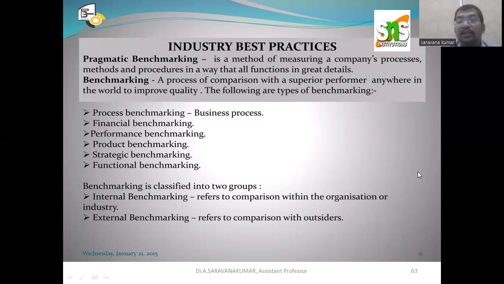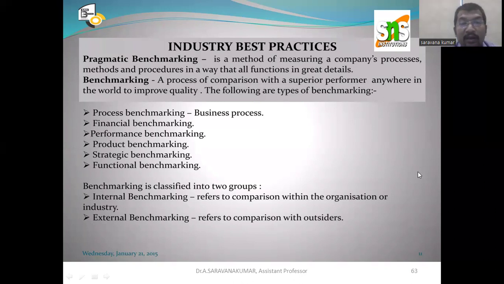So every organization has some best practices. In the last session we discussed the benchmark. Benchmark is nothing but standards. In each organization, compared to one organization to another organization, they have some benchmark or standards. So now we are going to discuss industry best practices, pragmatic benchmarking and benchmarking.